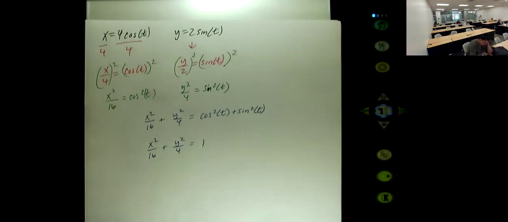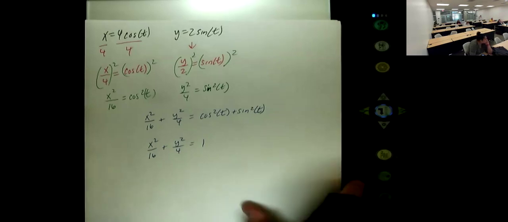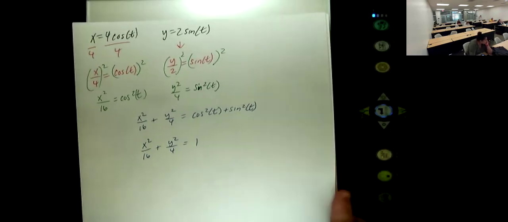And the next thing we're going to do is the graph of the cycloid. The cycloid is annoying. But it models real life stuff.